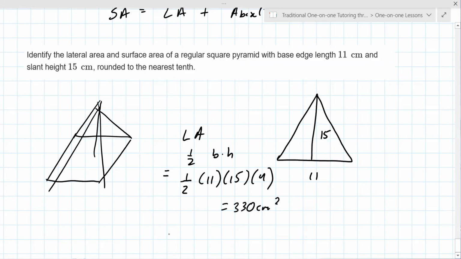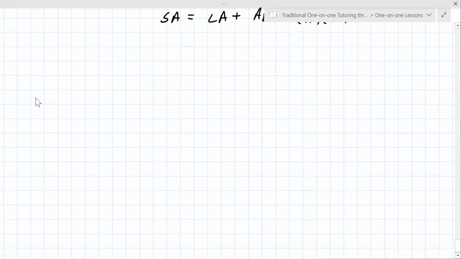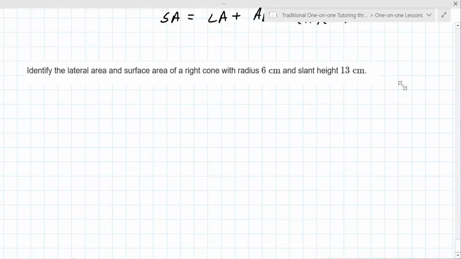Good. Now the surface area is the lateral area plus the area of the base. What is the shape of the base? The base is a square. So that's 11 times 11 for that part. So it's this previous number plus 11 times 11. 451 centimeters squared. Good. All right, this may be the last question. I'll do one more scan here that you wanted us to work on today. I'm actually surprised how much faster these have gone now that we've done them a few times.